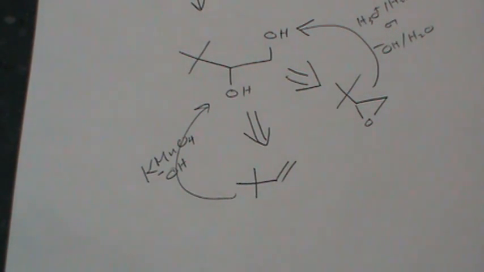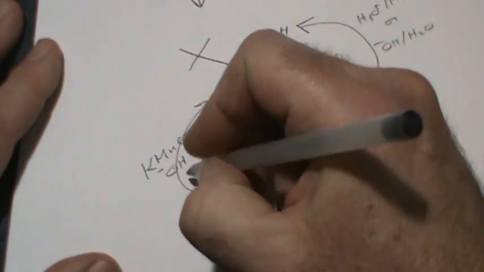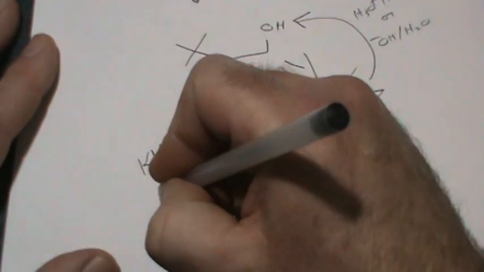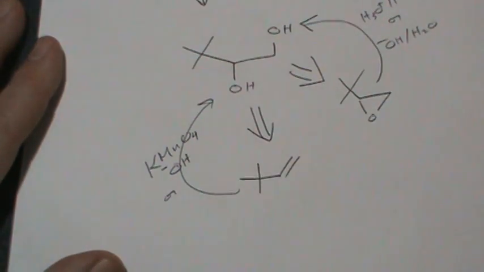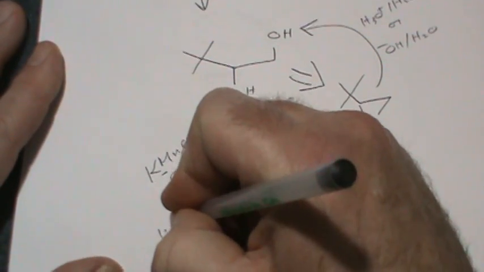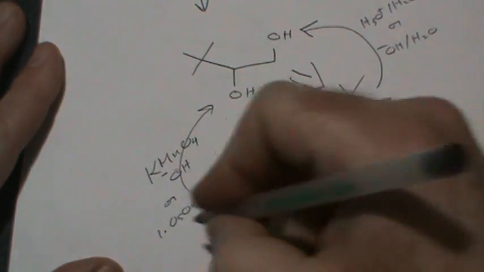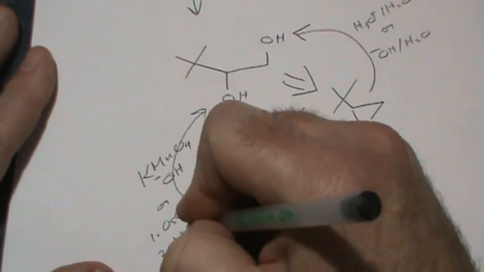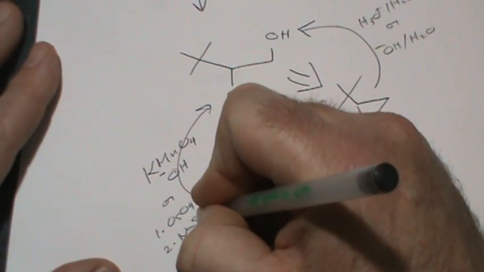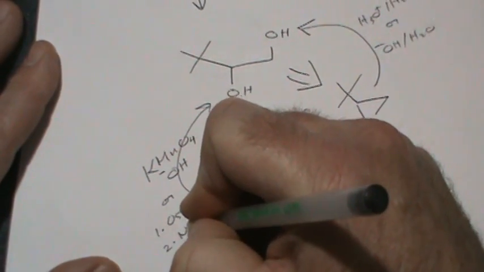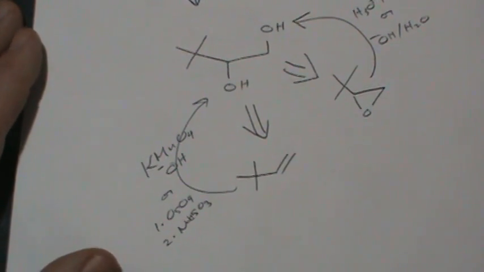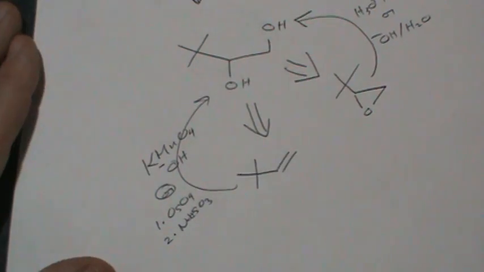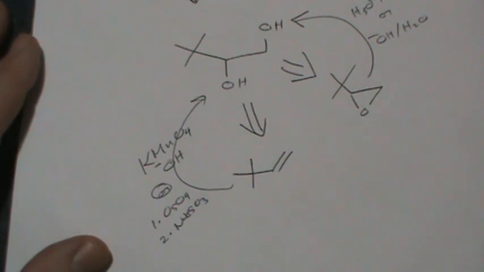In fact, we know another way to do that one. We don't have to use potassium permanganate. Another way of doing the same reaction to produce a syn diol would be first step osmium tetroxide, second step sodium sulfite, NaHSO3. So either of those, this is an either or situation, would do the job.